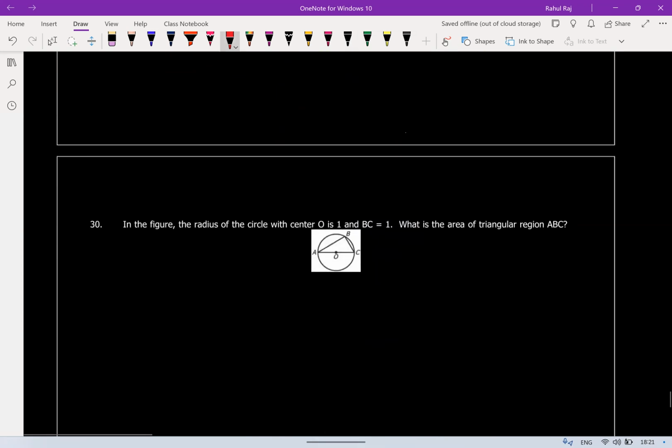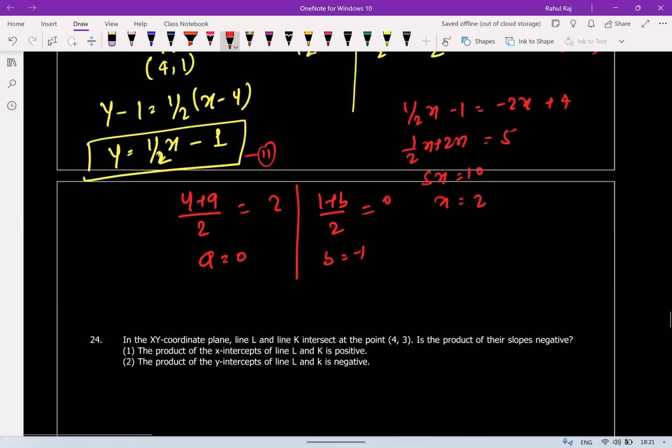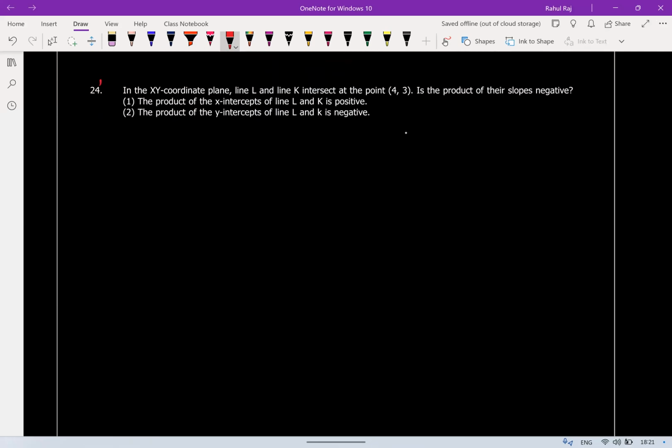Question number 30 is a super easy problem. You solve it by yourself. Nothing to do. Question number 24. Can we try it?